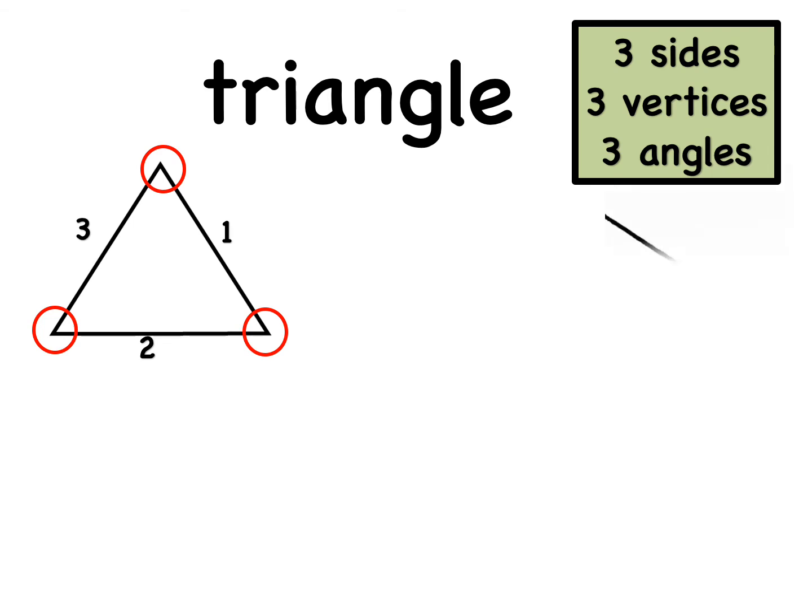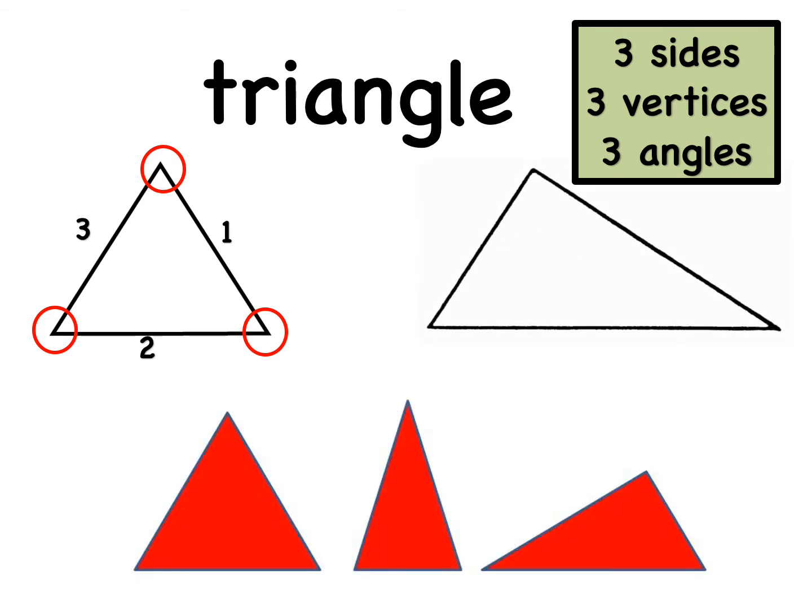Okay? So here is another triangle that has 3 sides. And here are some more triangles that have 3 sides. This part, see where I put that little arrow, boys and girls? That's called the angle. On the inside of the shape is where the angle is. So triangles have 3 sides, 3 vertices, and 3 angles.